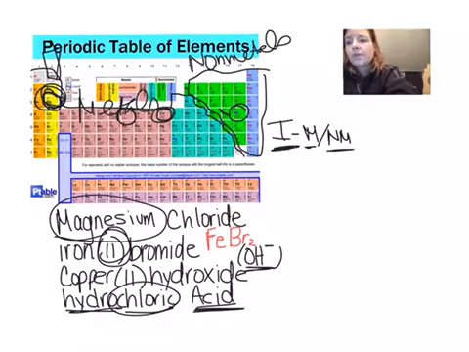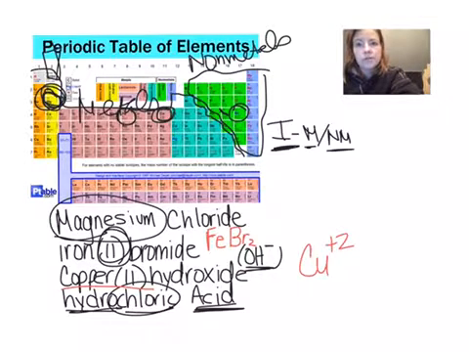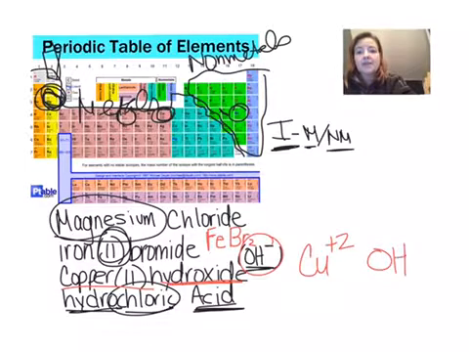So if we do copper 2, that means I've got copper with a positive 2 charge. It's losing 2 valence electrons. Well, hydroxide has a negative charge. He's only going to gain 1 electron. So if my copper's got 2 to give away and my hydroxide's only got 1 to gain, well, I'm going to need 2 of those hydroxides.